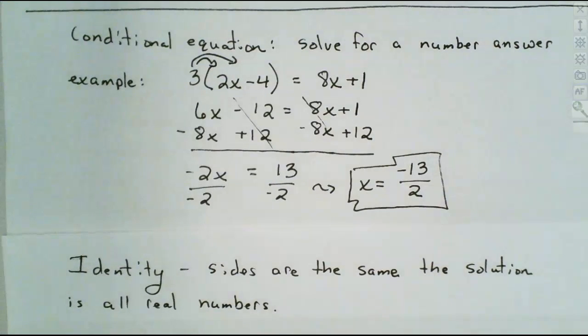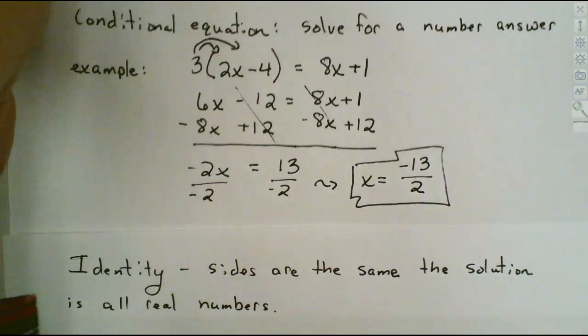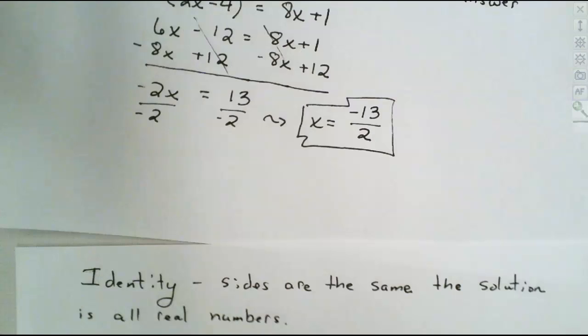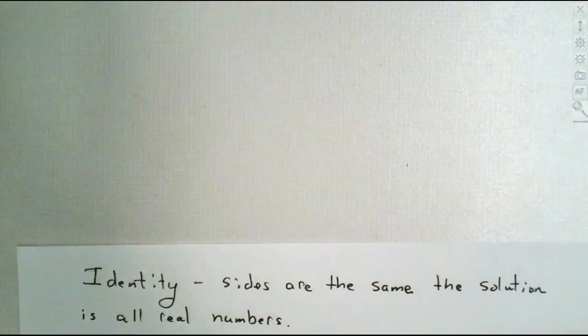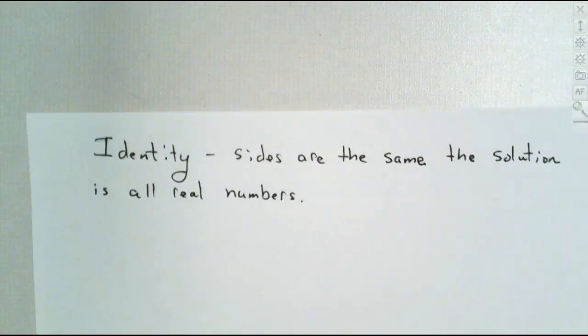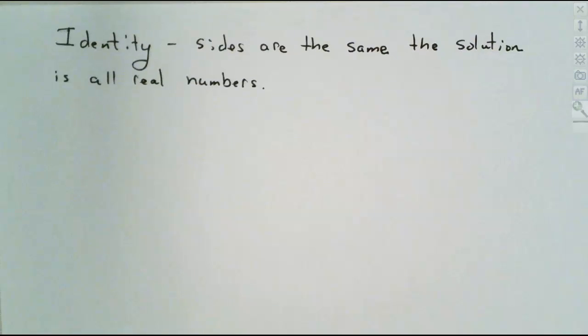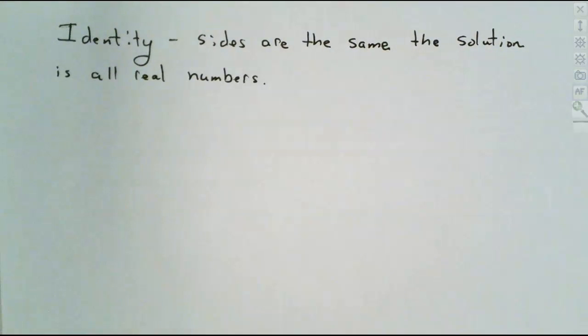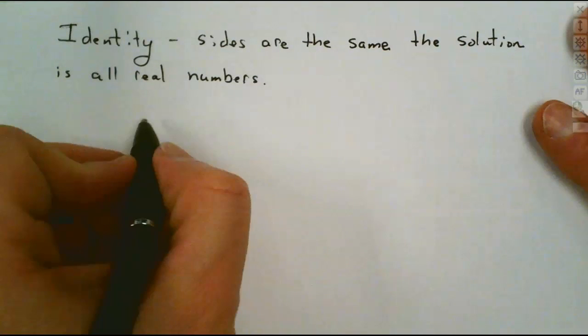Now, when I think of identity, I think of identical twins. And what do we know about identical twins? Well, identical twins are the same, right? And so when we solve an identity, that's going to make the sides the same. Now, it may not look like they're the same at the beginning, but once we do some algebraic manipulation, the sides are going to match up, and they're going to be the same. So let's look at one of these. It's going to be an identity.